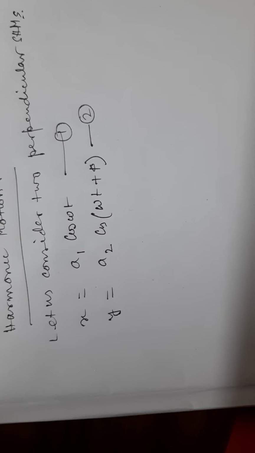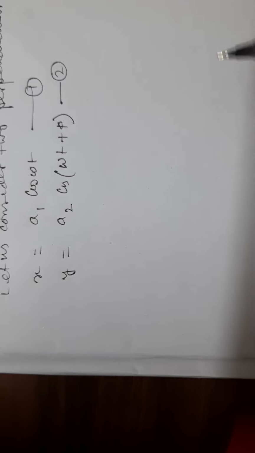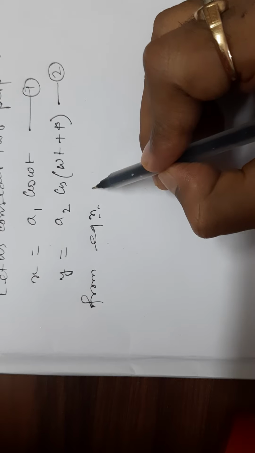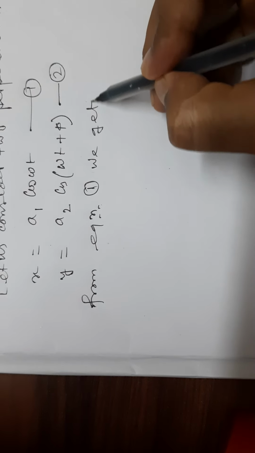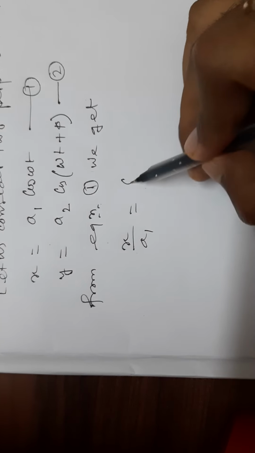We need to add them, and we want the resultant of these two simple harmonic oscillations. Now, to know the resultant path followed by the particle, we have to eliminate the time t from equations 1 and 2. Now from equation number 1, we get x by a1 equals cos omega t.